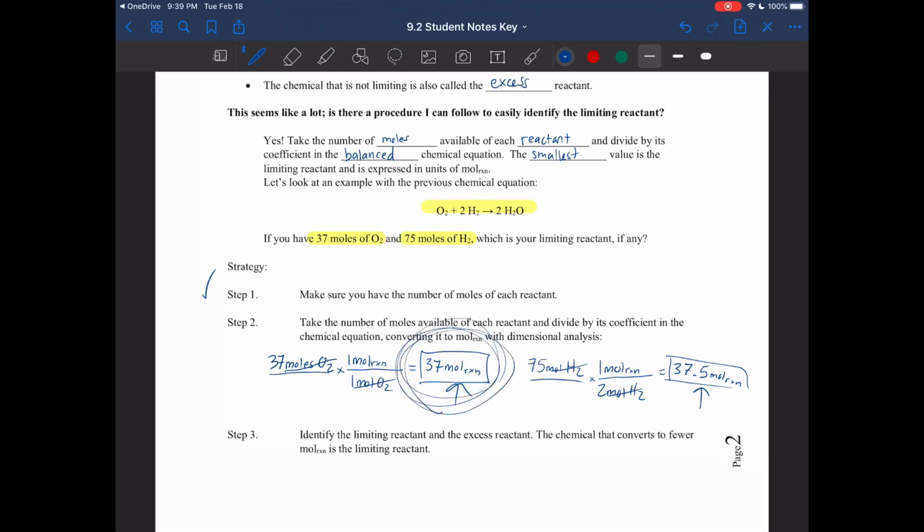So fewer reactions are powered by the amount of O2. Therefore, the O2 that we have is limiting the reaction from going further. So we are going to call O2 our limiting reactant, because the number of reactions that we got is less. Which means that the one that we have extra of is the other one. H2 is our excess reactant. And that's how we solve that problem.